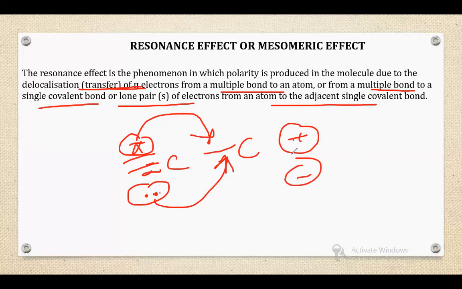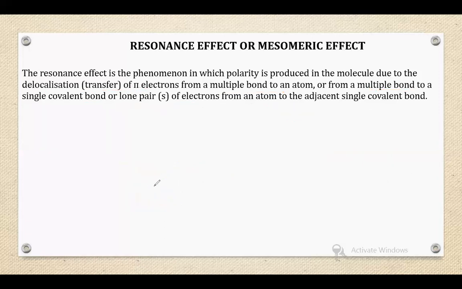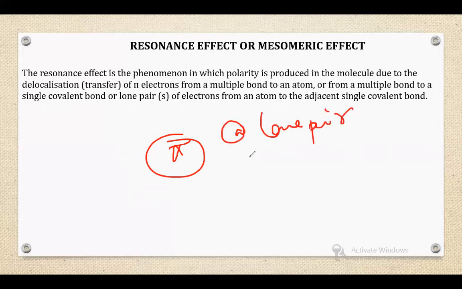This is the displacement of pi electrons or lone pair of electrons. What is the mesomeric effect? Mesomeric effect is the same as the resonance effect. Resonance involves the displacement of pi electrons or lone pair electrons.